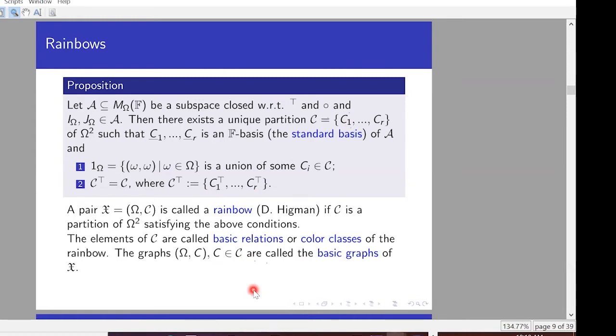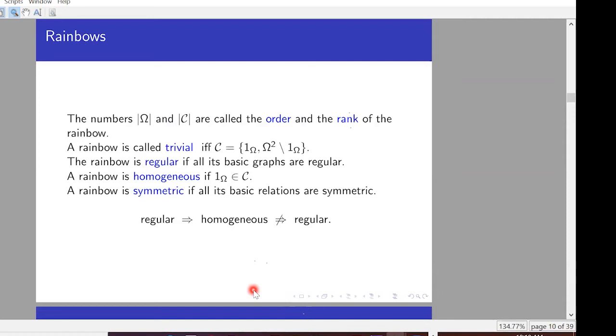Now, if I take coherent algebra or coherent Jordan algebra, every one of these algebraic structures should carry a rainbow. But this rainbow should satisfy certain special conditions. Let's take a look at these conditions. Before that, I forgot to give some definitions related to rainbow.